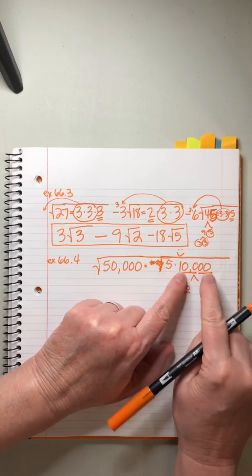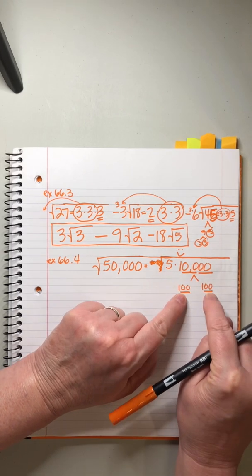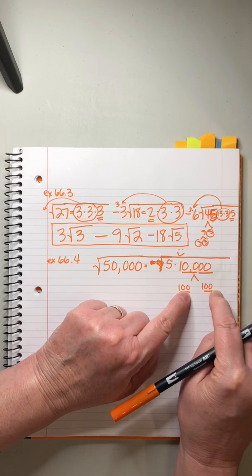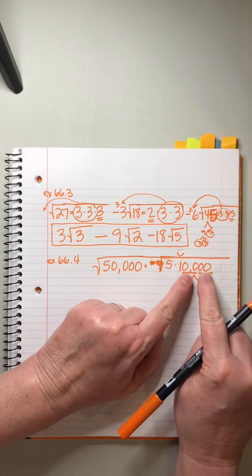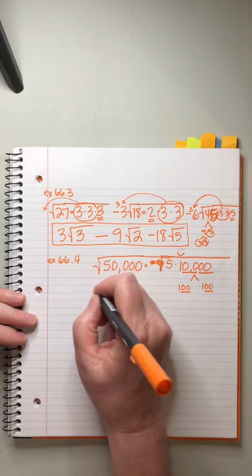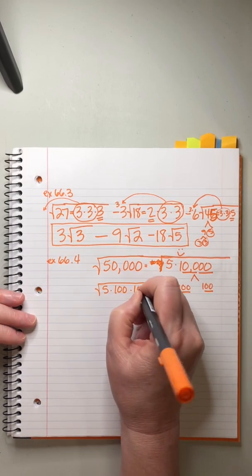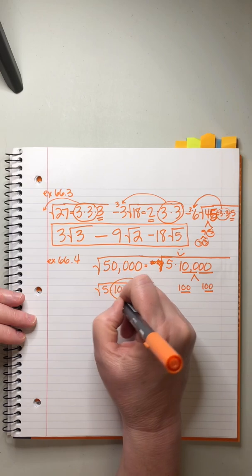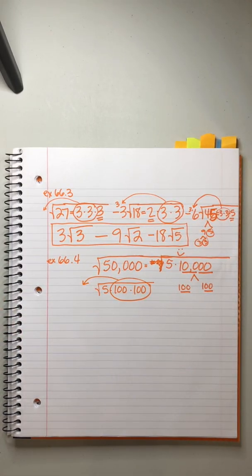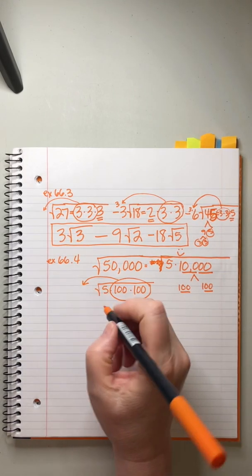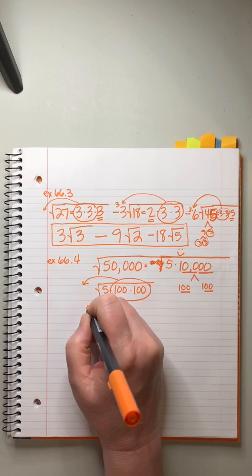So 10,000, I look at it and go, okay, that's got 4 zeros. I can divide that into 2 groups of 2, and then I'll give each of the factors 2 of those, right? So now my factors add up to 4 zeros, just like my original number, and I can rewrite this as 5 times 100 times 100. Now I can pull out this pair without having to go to the trouble of writing out all the prime factors. All right, so this becomes 100 times the square root of 5. That's my final answer.